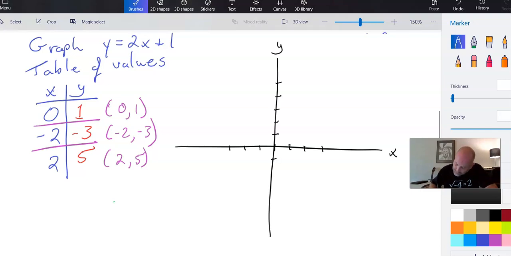I know this is riveting watching me put these tick marks in. Pay close attention. There's a technique. Okay, there's no technique. That was a joke.